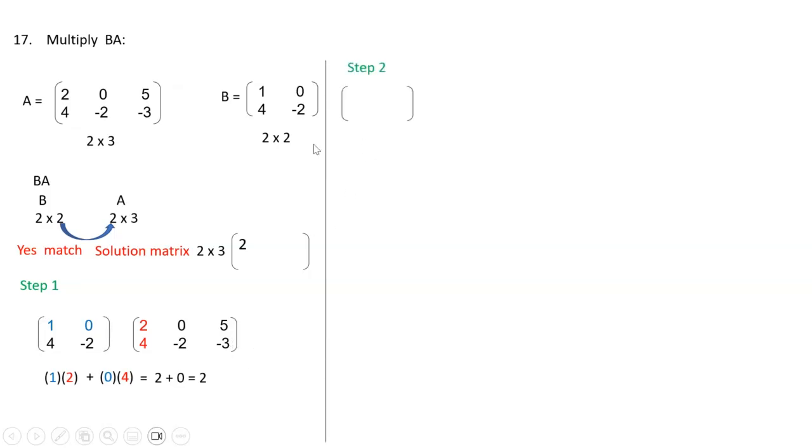Now second step, we're going to multiply the first row, again in blue color-coded, times the second column, which will be in red. 1 times 0 will give us 0. 2 times negative 2 will give us 0. So the answer will give us 0. And the 0 goes on the slot on the first row, second column.